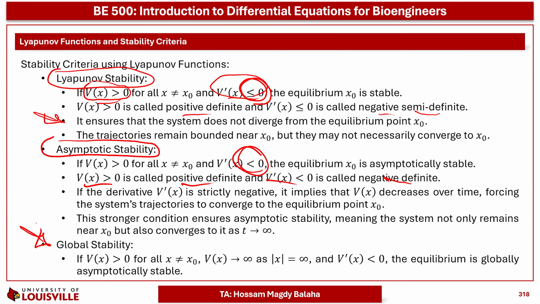Global stability: if v of x is above 0, which is called positive definite for all points, and v dot of x is below 0, negative definite, and also v of x tends to infinity as the absolute value of x goes to infinity. And we are going to understand how to capture whether it's Lyapunov stability or asymptotic stability during our examples. But for now, let's know which is below 0 or which is higher than 0, and which is semi-definite or definite, which is positive and negative.